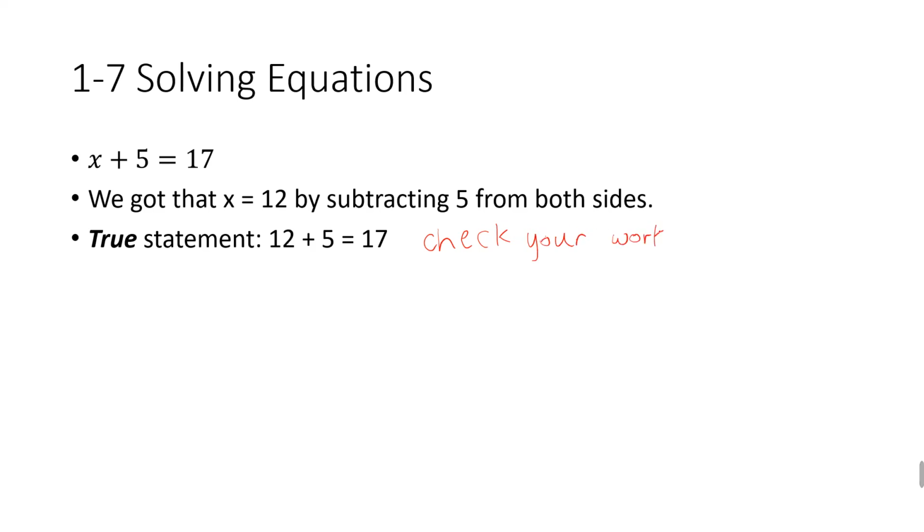So if you get a false statement like 11 plus 5 equals 17, that's a false statement, and you should do the problem again. 12 is called the solution of the equation, or a solution of the equation. In this case, it's the only solution, but some fancy algebraic equations have more than one solution.